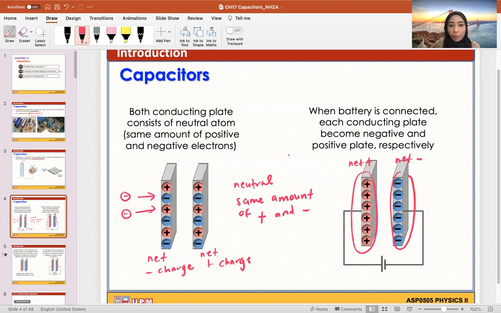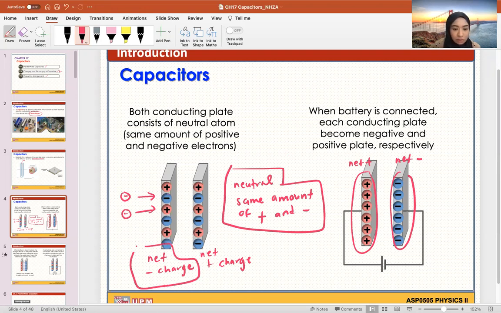Okay, what is important to take away from this slide? You need to know, what does neutral mean? What does net negative charge mean? What does net positive charge mean? You need to understand this for you to understand the coming parts. So neutral means the same amount of positive and negative. Positive net charge means you have more positive than negative. But negative net charge, you have more negative than positive.